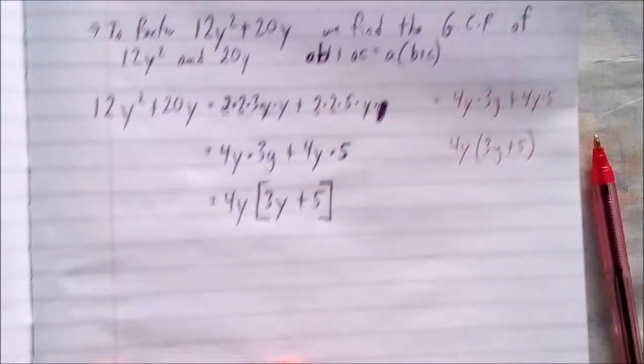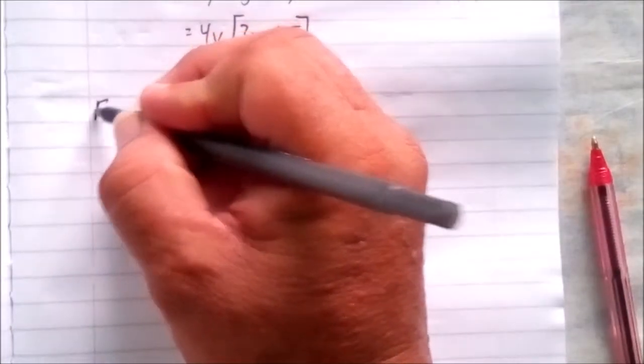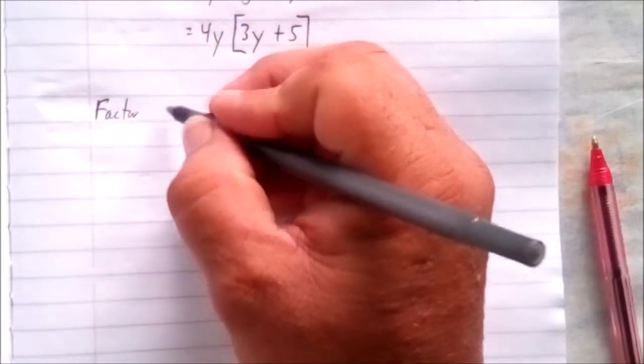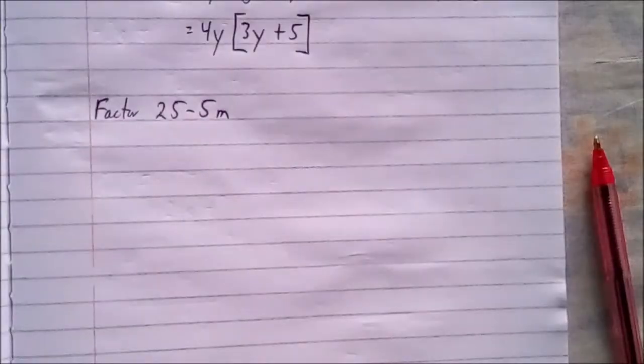And these examples, you need to pay keen attention, because as we go along, we'll start combining much more complicated ones. Factor 25 minus 5m. Do we have a strategy? You should always have a strategy.